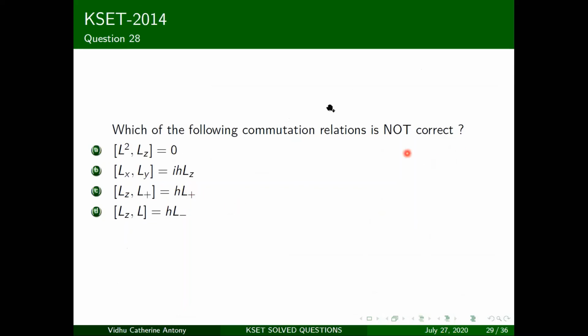Now, in the answer key, I think they haven't used the word "not correct". So they've given these as correct, correct, correct, not. So let's actually verify whether each is correct or not. Let's look at this. Your L² and Lz commute, so it's 0.